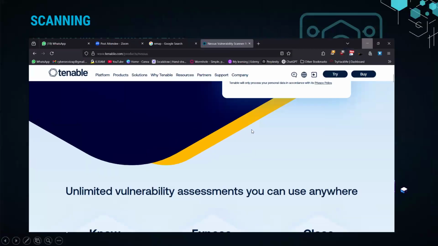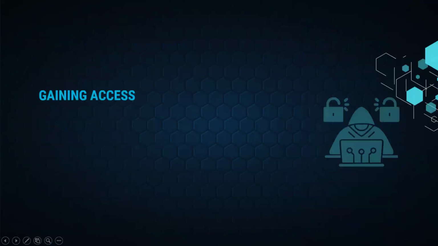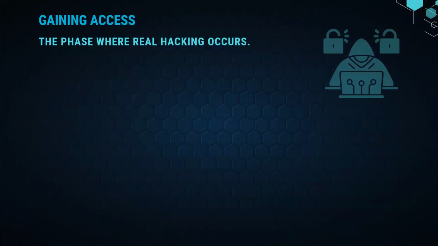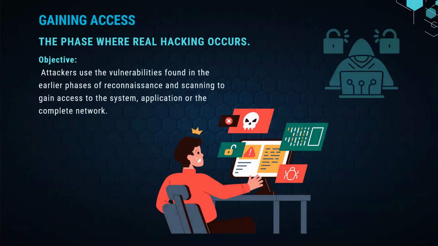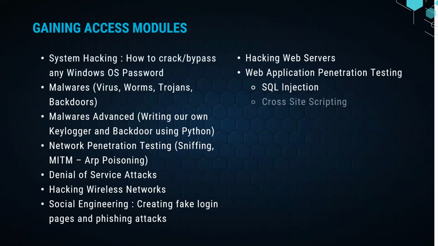Moving on, once you've performed scanning, once you know what devices exist and what vulnerabilities exist on those devices, the next phase is gaining access. This is the phase where the real hacking occurs. So attackers use the vulnerabilities that were found from the earlier stages of the cyber kill chain to attack a certain system, the entire network, or certain applications in that network. So this is the main core of the subject, and it covers a vast variety of topics, as you would notice.